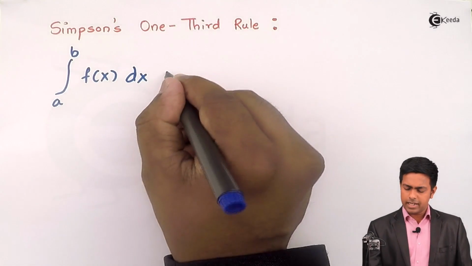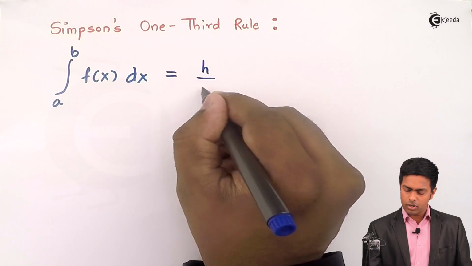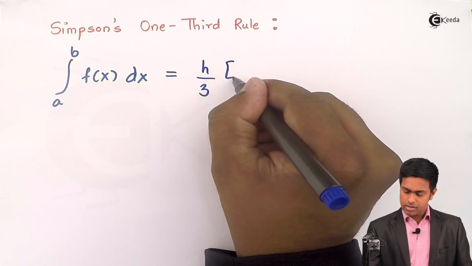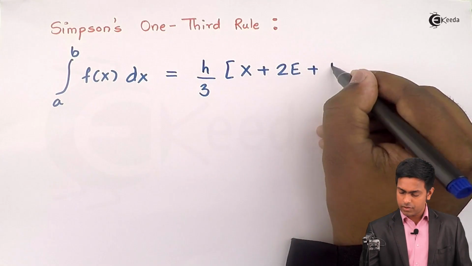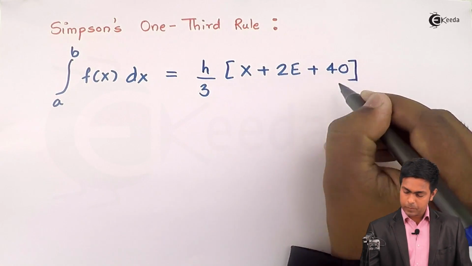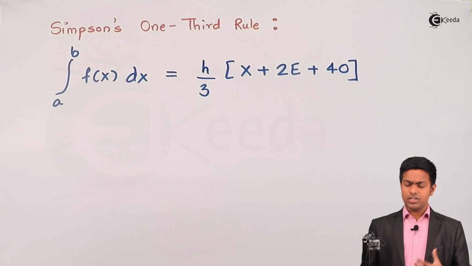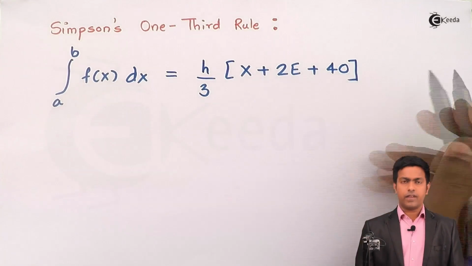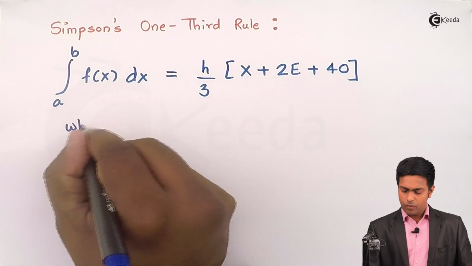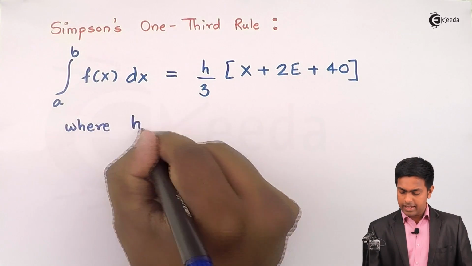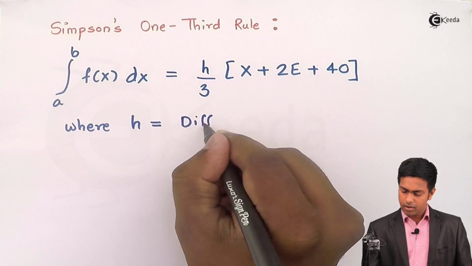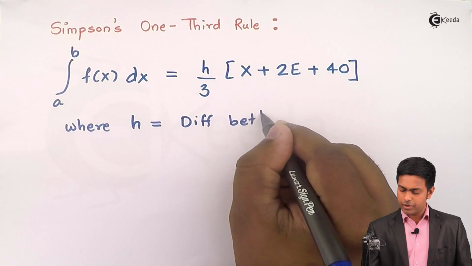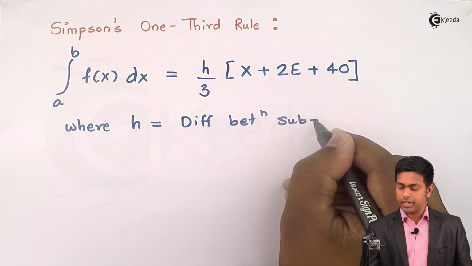The formula is like this: h upon 3 times X plus 2E plus 4O. Now guys, what is the meaning of each and every term? Here, h is nothing but the difference between intervals, or the difference between subintervals, that would be the proper word.